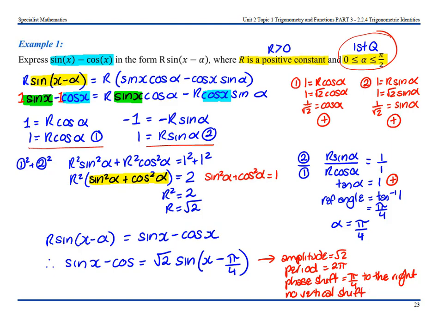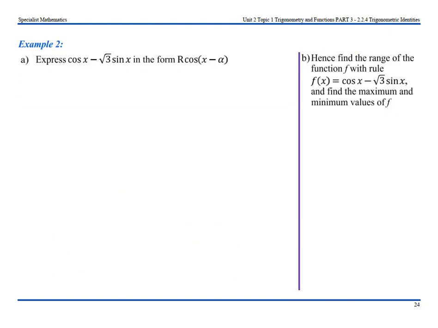Let's move on to another example. Here we have express cos of x minus the square root of 3 sine of x in the form of r cos (x minus alpha). So let's start with that r cos (x minus alpha). Looking at your formula sheet, you're looking for that cos of (x minus alpha). So that's going to be cos of x cos of alpha plus sine of x sine of alpha.